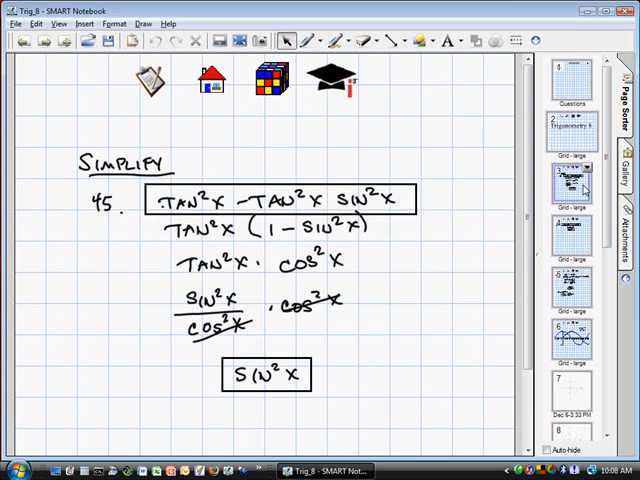Play around with some of our identities. I showed you 3 Pythagorean identities. Were you working on studying them? So you're ready for a quiz on them, right? Should be.